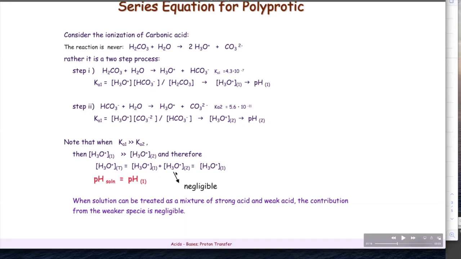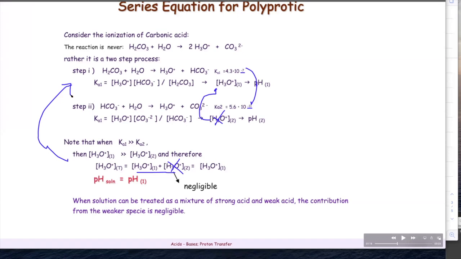So another shortcut you can do, especially when you see this big difference in Kas, about 4 orders of magnitude, 10 to the minus 7 versus 10 to the minus 11. Because it's 4 orders of magnitude, this hydronium is way smaller compared to this hydronium. And so you can make the assumption that the total hydronium in the solution is equal to the hydronium that comes off the first reaction plus the hydronium that comes off the second. But because this is so small, your pH is basically dictated by this first reaction.